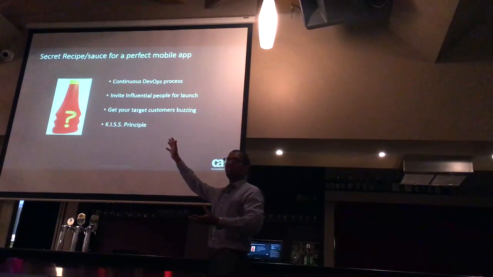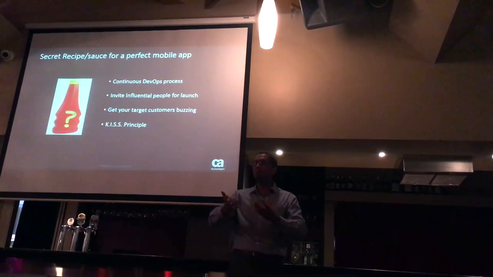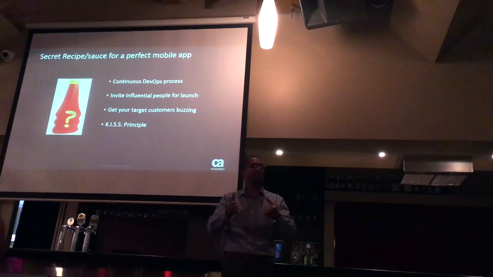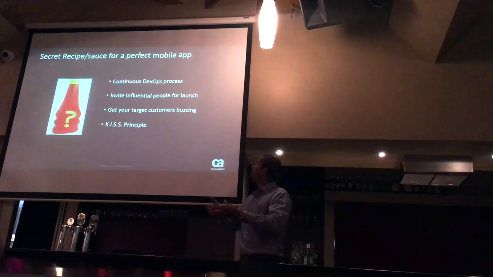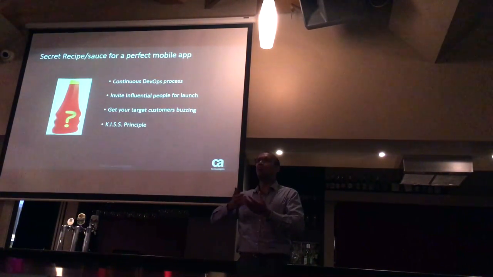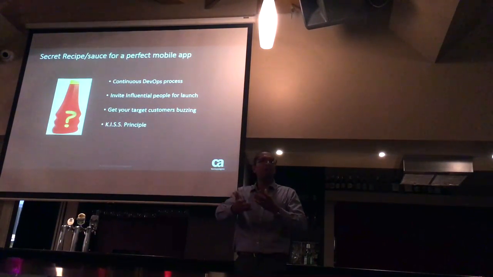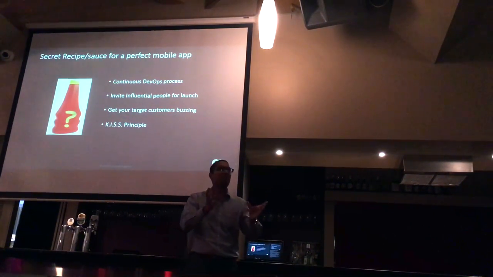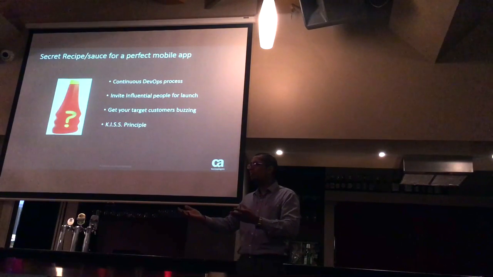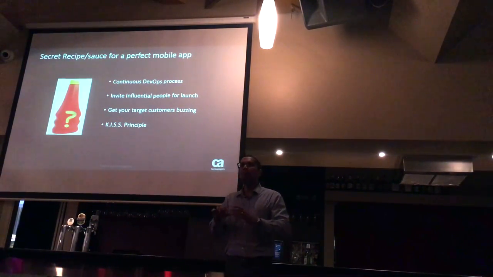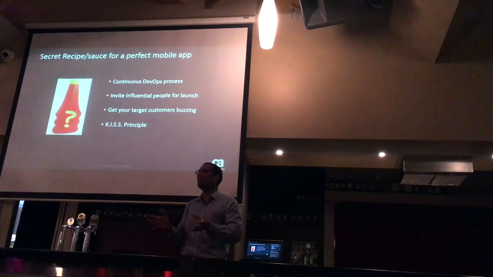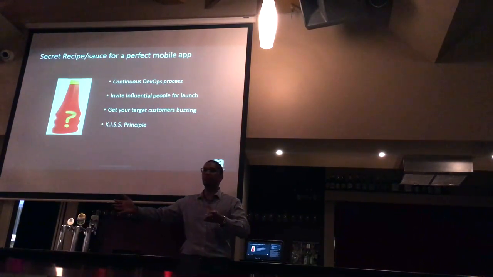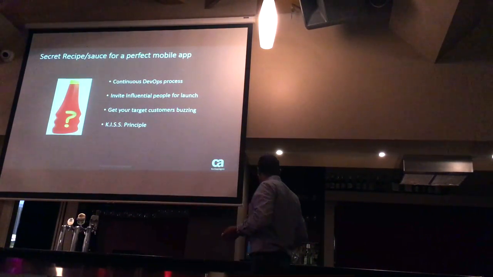So I have the top list of things that you need to be able to tap into in order to be successful with your mobile application. And that is to have a continuous DevOps process in place. Secondly, you need to have influential people vouching for your application during the soft launch or the beta trial of your apps. Then you need to somehow figure out a way to get your customers buzzing about your application. And lastly, one of the most common principles that prevails in the industry, which is to have a keep it simple and sweet principle in place, right?